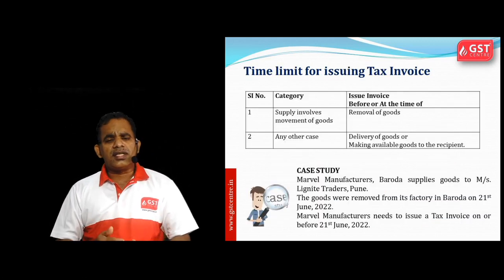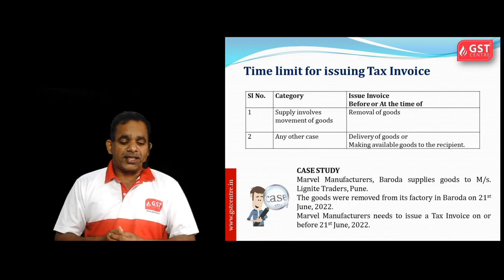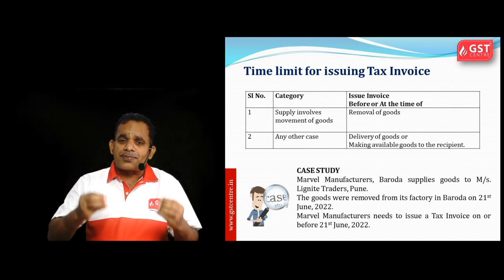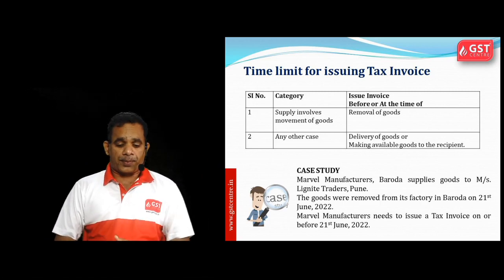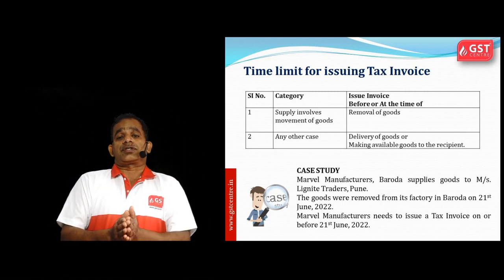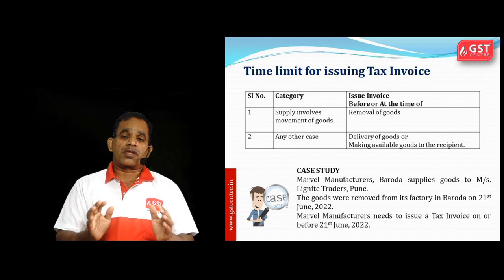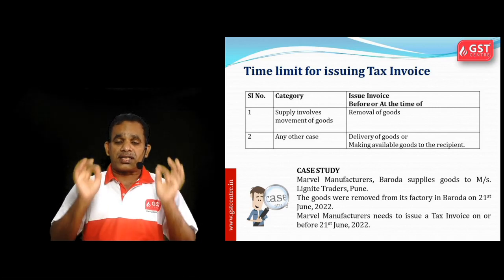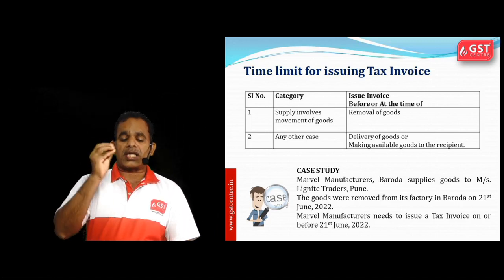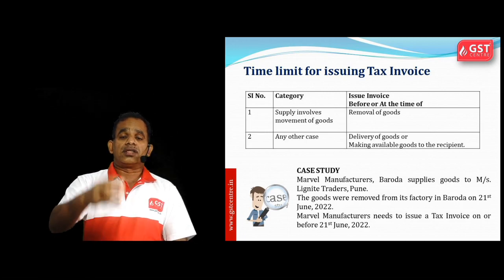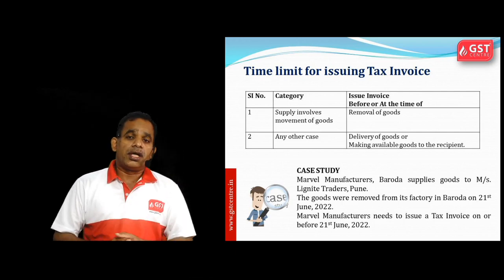Then you may ask a question, when should we issue a tax invoice? If the supply involves movement of goods, meaning goods have to be delivered by the supplier, then in that case removal of goods is the time of supply, and before or at the time of removal we should issue a tax invoice. Then in any other case, delivery of goods or making available goods to the recipient, suppose we are telling the buyer, come and take it from the factory or showroom, then when the customer comes, we should issue an invoice.